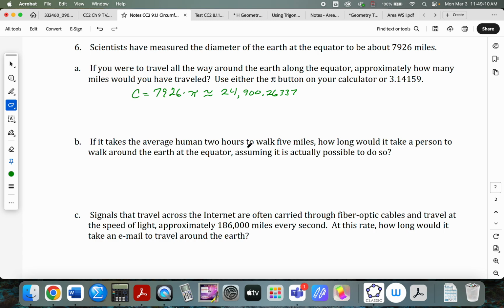So it's 2 hours for every 5 miles. What do I need to do with this number to get what I want, which is the number of hours? Do I need to multiply or do I need to divide? I'm actually looking for answers here, not just blank looks.